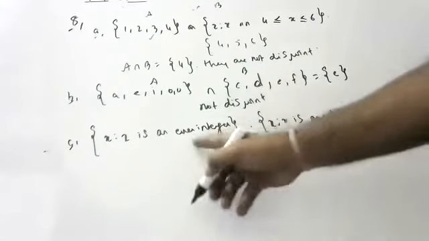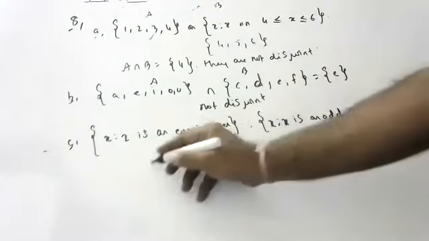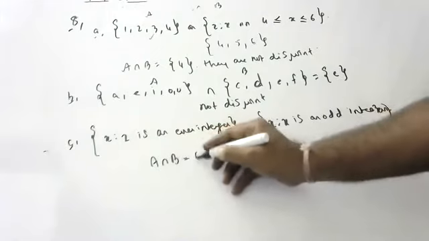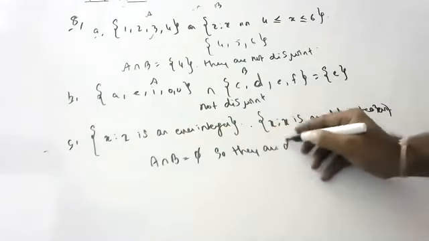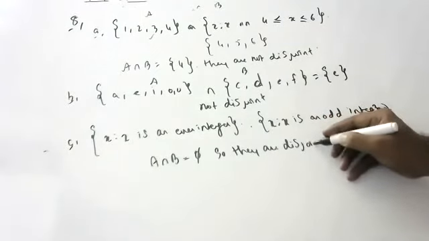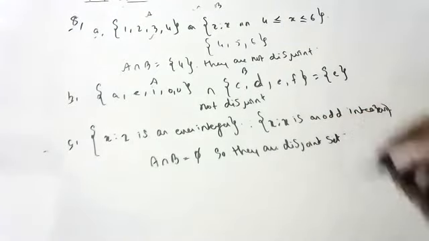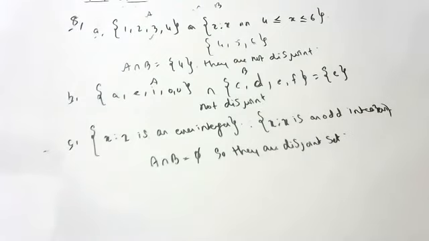Between even and odd integers, do we have anything in common? No, sir. Null set. So they are disjoint sets. They are disjoint sets, which means they don't have anything in common, children. That's why they are called disjoint sets. Okay, this was very easy, children.